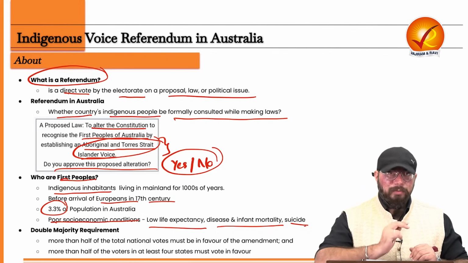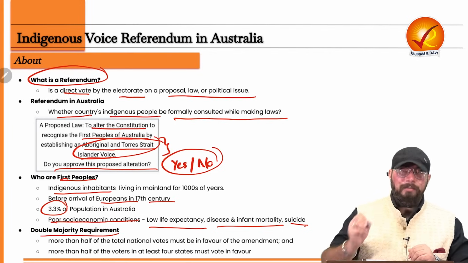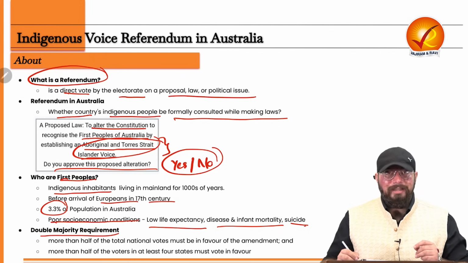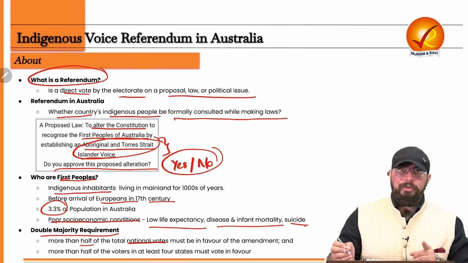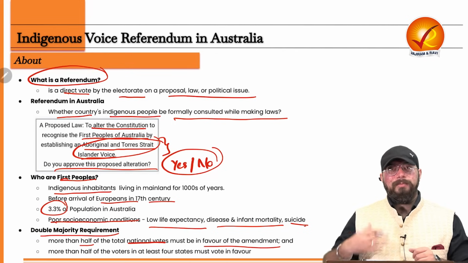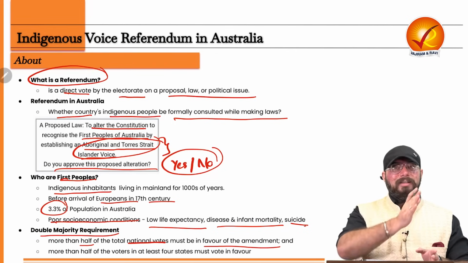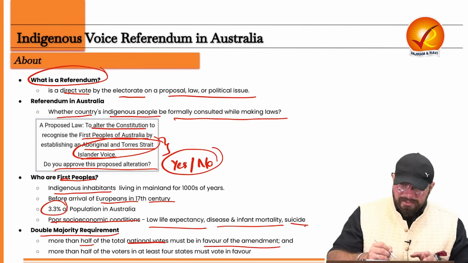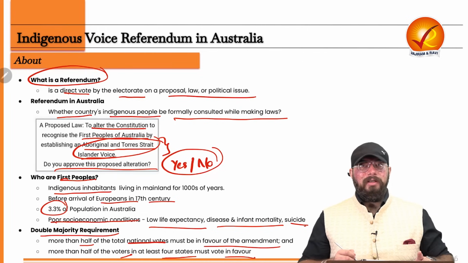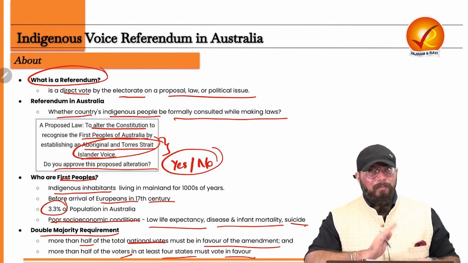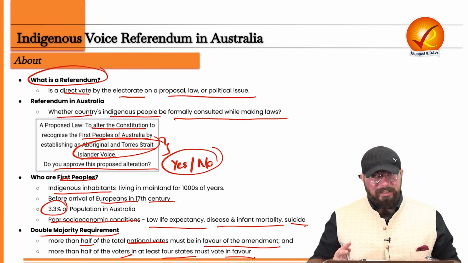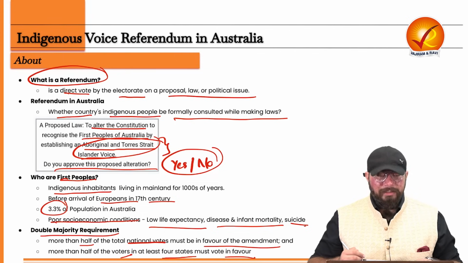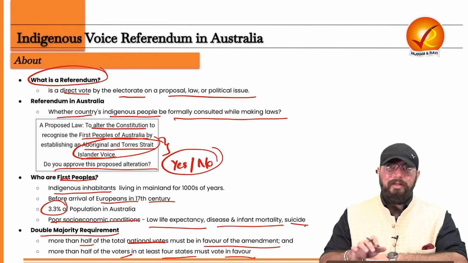Now, in order for the referendum to be passed, there needs to be a double majority requirement. What is the double majority? First is that more than half of the total national votes should be in favor of the amendment. That is, more than 50% vote should be in favor. Then only this amendment will be passed. Second is that more than half of the voters in at least 4 states must vote in favor. So in at least 4 states in Australia, more than 50% of people should vote for this referendum. So a double majority is required in order for this referendum to be passed. That is what this Indigenous Voice referendum in Australia is all about.